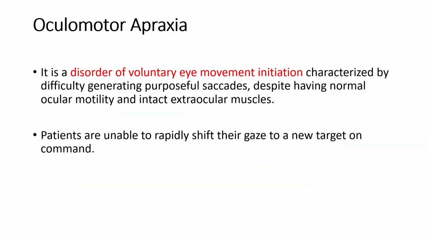Oculomotor apraxia. It is a disorder of voluntary eye movement initiation characterized by difficulty in generating purposeful saccades, despite having normal ocular motility and intact extraocular muscles. Patients are unable to rapidly shift their gaze to a new target on command.